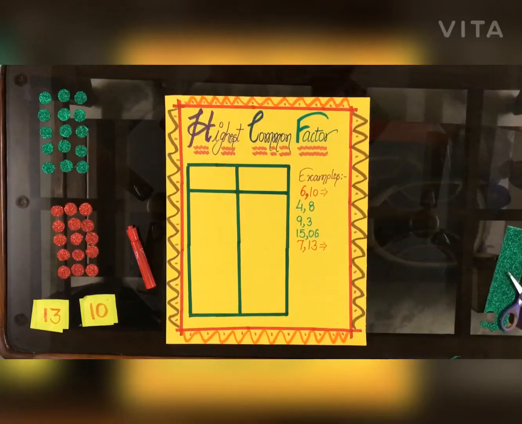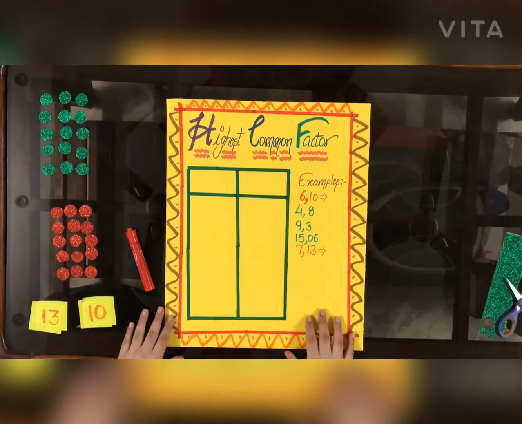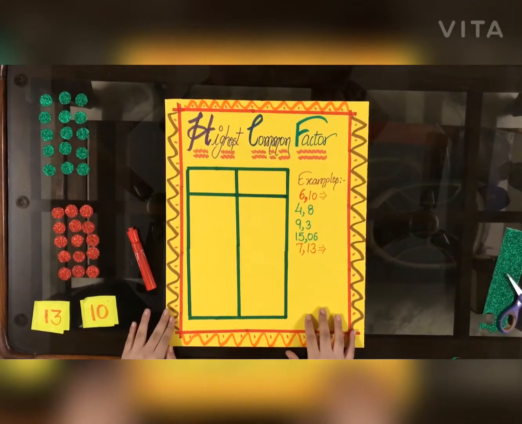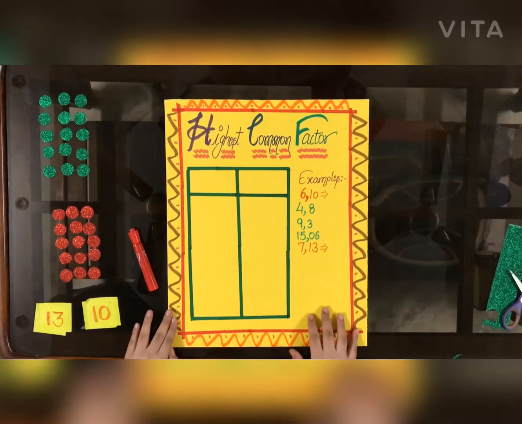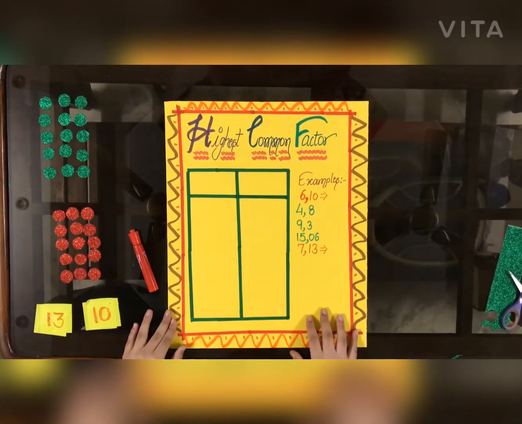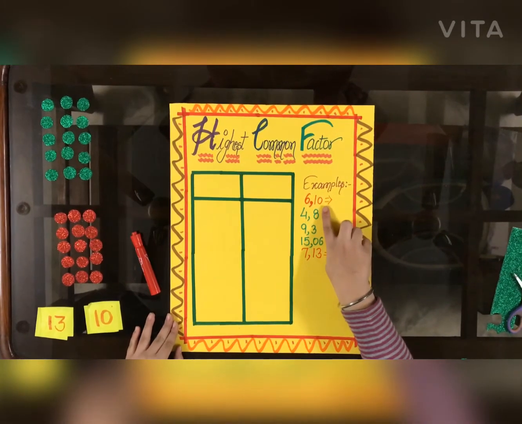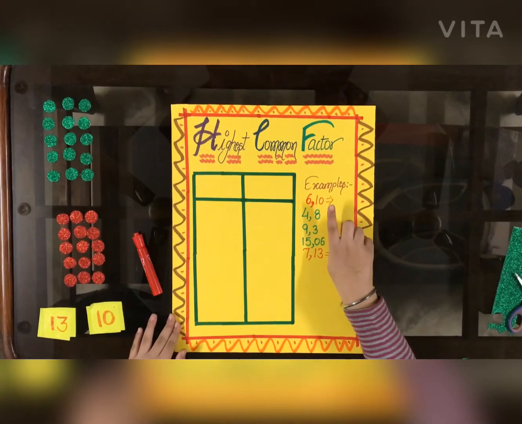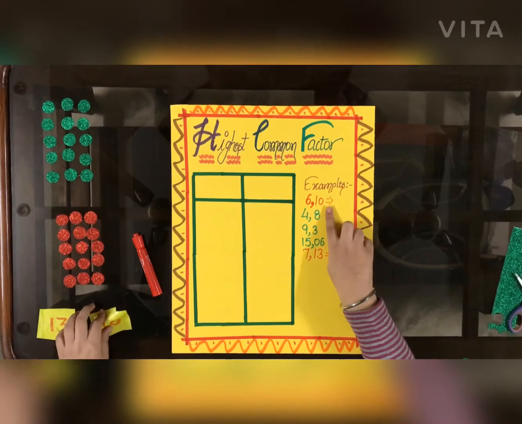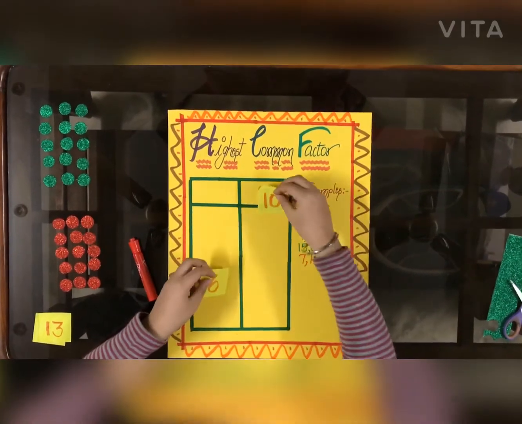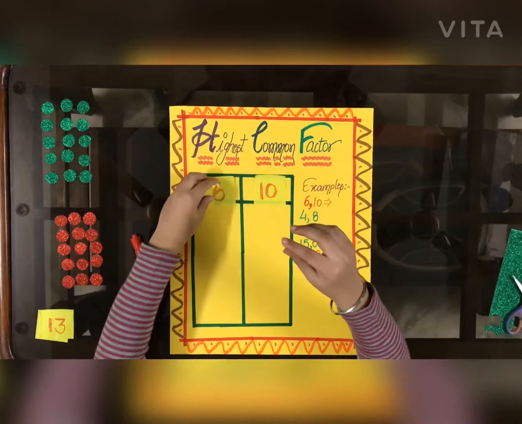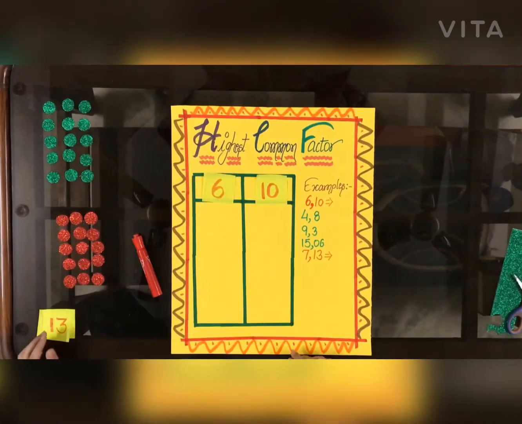So let's go towards our next activity to have more clearance about HCF and LCM. So now in this activity, we will learn how to find HCF, that is highest common factor, in very easy methods. So there are few examples. We will take the very first example, that is 6 and 10. Let's take them. We will put the number 10 on one side and the number 6 on another side.